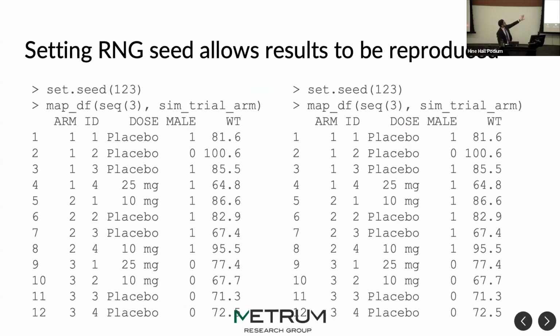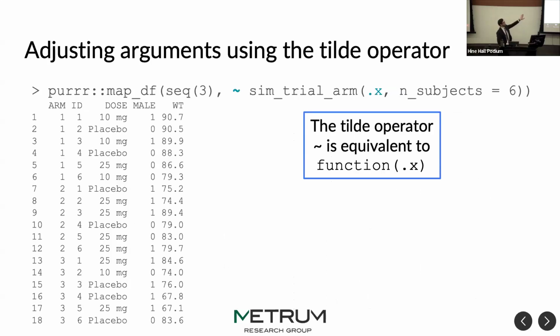So on the left-hand side where we have sequence 1, 2, 3, it's passing 1, 2, 3 into the first argument for that sim trial arm. Here we're just saying dot x. So it's equivalent to having function dot x. You may not use this. It's here if you find it useful.